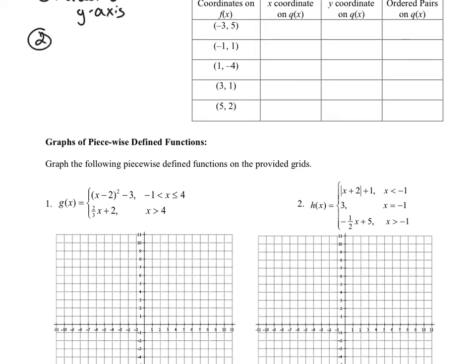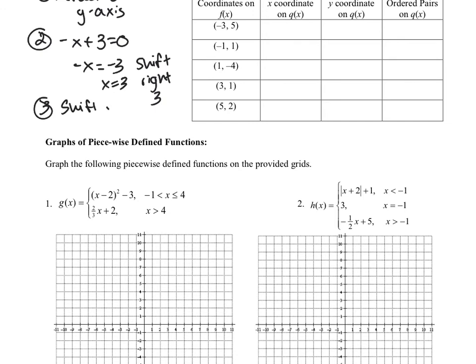And then for 2, we're going to now move to the inside of the function. Set -x plus 3 equal to 0. Solve for x. X is 3, so we're going to shift right 3, okay? And then last part, we're subtracting 2 on the outside, so we're going to shift down 2, okay? So let's look at our ordered pairs.